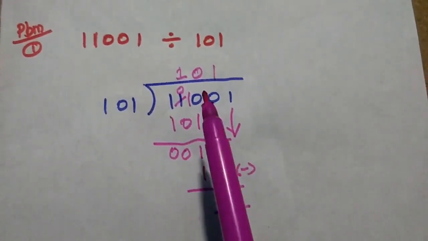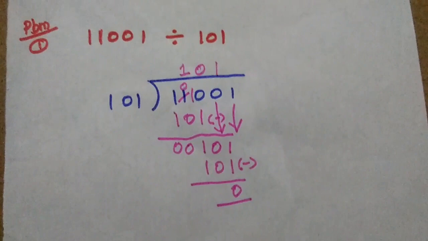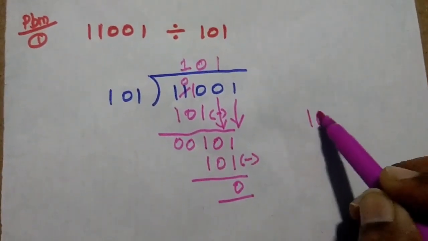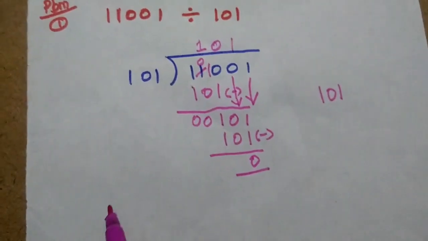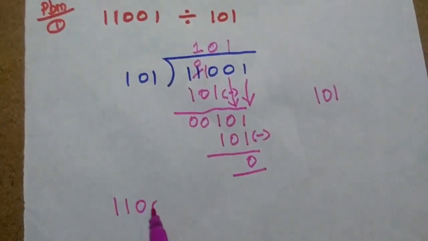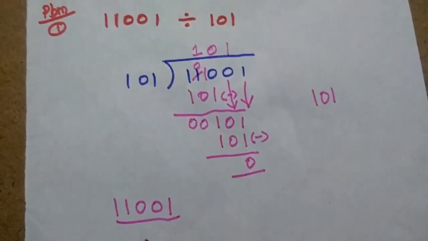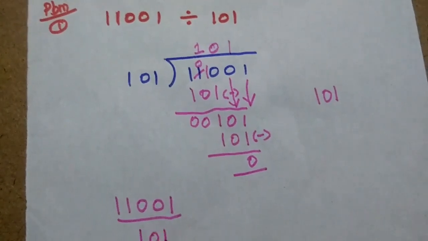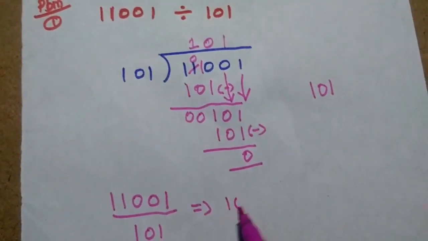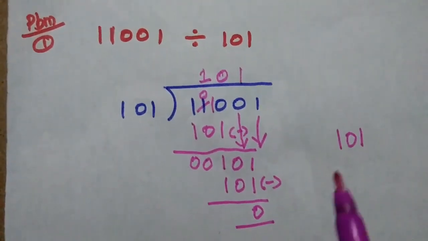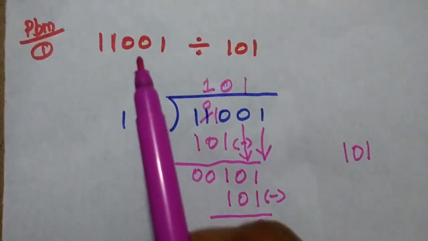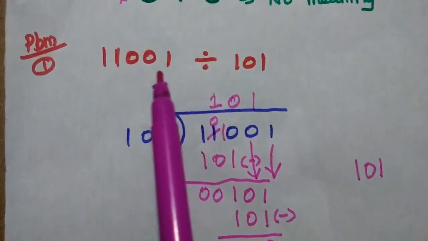Okay, so the final answer, the quotient, is what? 101. We can write: 11001 divided by 101, then we can get the answer as 101. If you want to cross-check this value, we can do the decimal division. How do we do that?